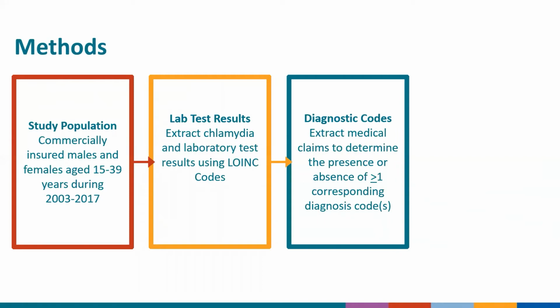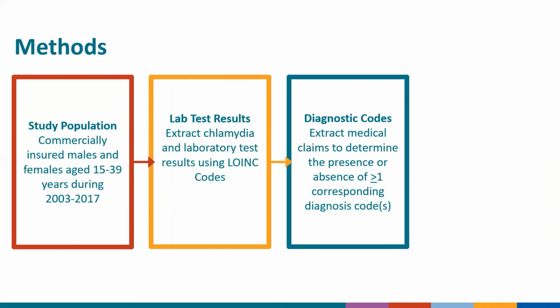Among enrollees with at least one laboratory test result, we then extracted all medical claims within a 21-day period of interest, spanning from 7 days before to 14 days after the laboratory test result date. Each laboratory test result was linked to any available medical claims within this 21-day period of interest, and we identified all ICD-9 and ICD-10 chlamydia and gonorrhea diagnosis codes within the linked claims.